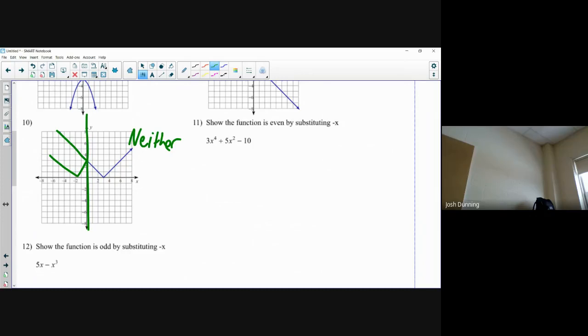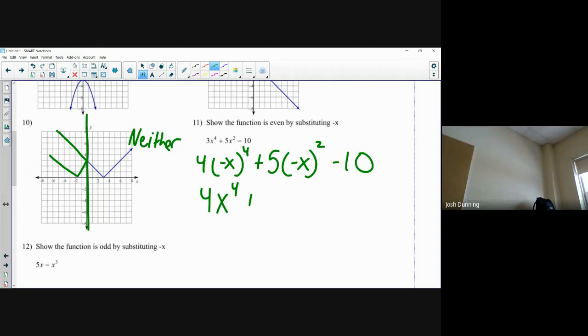11, show the function is even by substituting negative x. You just change x to negative x with parentheses. Negative x to the fourth, negative times negative positive, negative times negative positive. So that's the same as x to the fourth. Negative x squared, negative times negative, positive x squared. So the whole thing is exactly, what did I write?